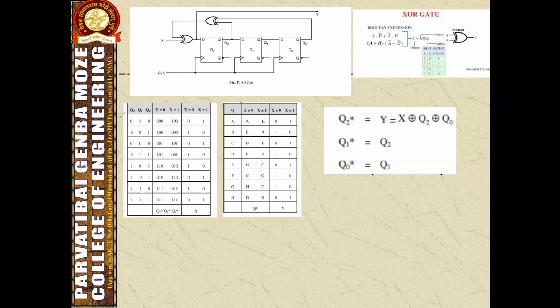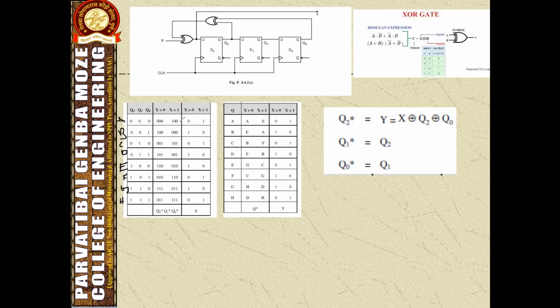Respectively, we have to give the names A, B, C, D, E, F, G, H. Like that, we are naming the possible combinations of the present state here. See here, 0 0 0 is nothing but A. And 1 0 0 is nothing but E. So like that, this table is organized.